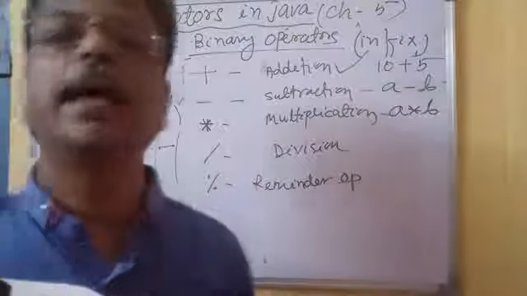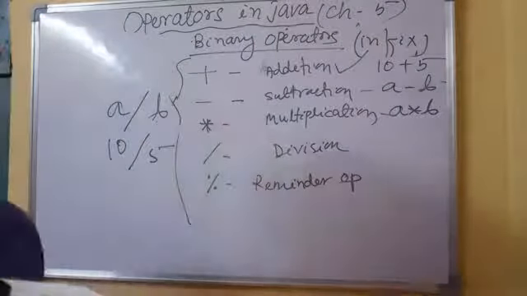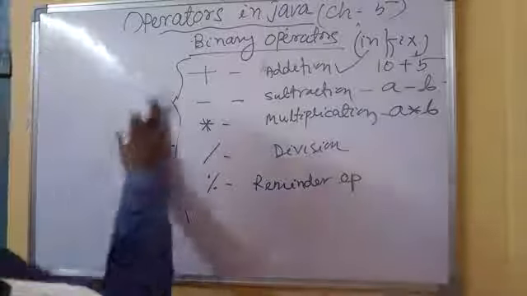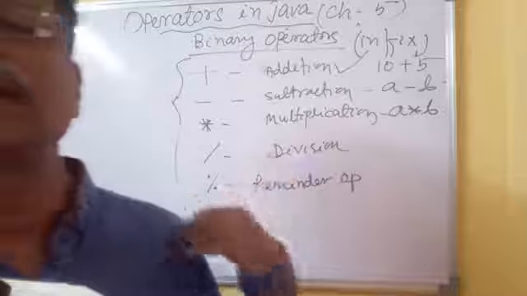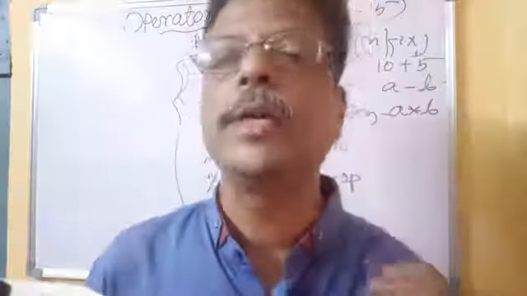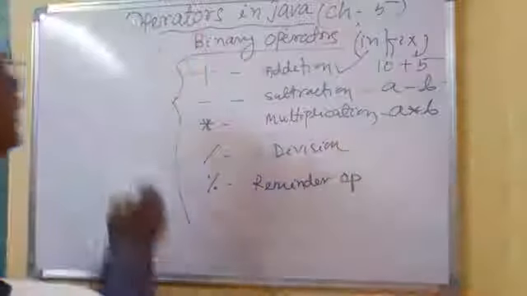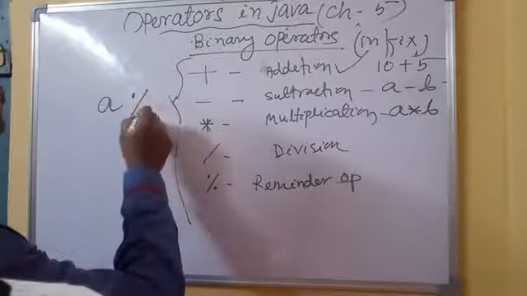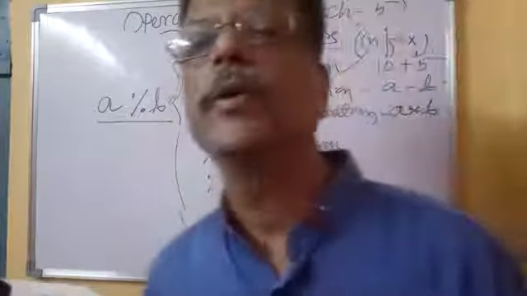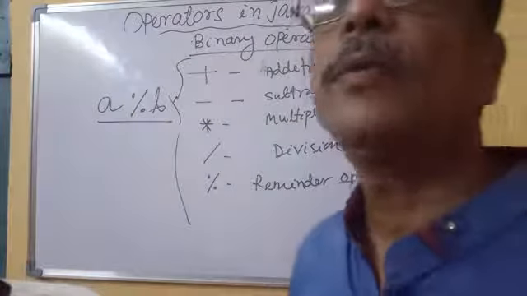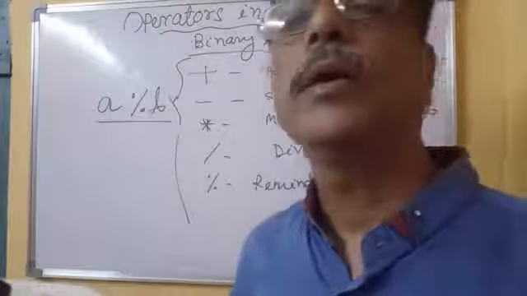The next thing is the remainder operator, or modulo operator. The remainder operator is used to find the remainder of a division. The slash symbol we use to find the quotient of a division, only the quotient we get. But if you use the percentage sign, then it will perform the remainder calculation. So from a division, it will calculate the remainder and return it to us.